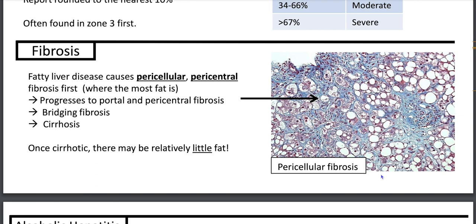And once cirrhotic, there may be relatively little fat. So fat accumulation can lead to cirrhosis, but once you're cirrhotic, there might be little fat.